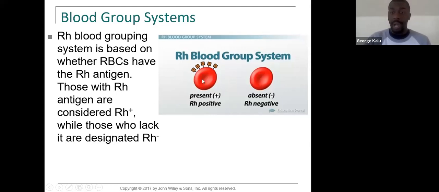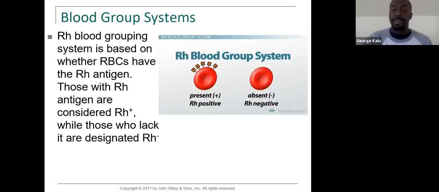Someone who is B positive will have the type B antigen as well as the RH antigen. Someone who is B negative would have the type B antigen along with no RH antigens on their red blood cells. That being said, there's also going to be some antibodies produced in response to the RH antigen. That would be the anti-RH antibody.